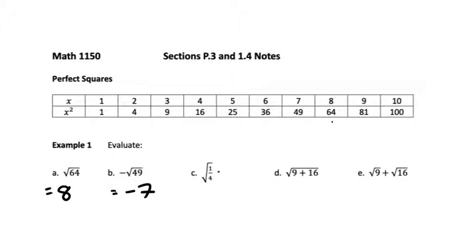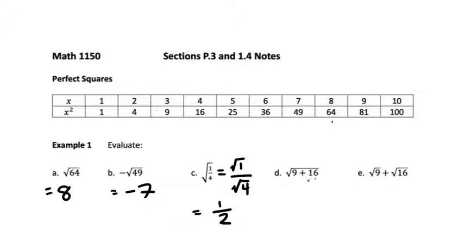For C, if we have a fraction, what we can do is break up the square root so that it's over the numerator and denominator separately. And then we can take the square root of each. The square root of 1 is 1, and the square root of 4 is 2. So the answer here would be 1/2.